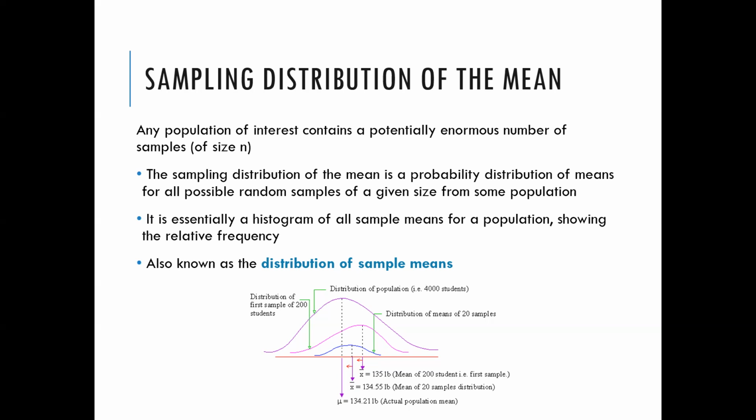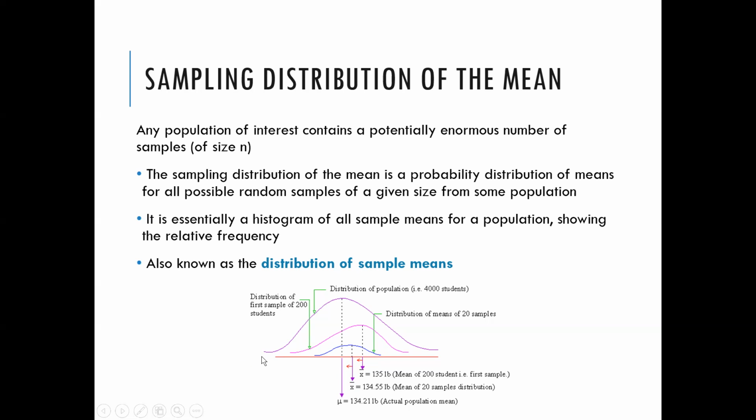that sampling distribution of the mean is just the distribution of all those means for all those samples. So it's essentially a histogram of all sample means for a population, and it shows the relative frequency. It's also known as the distribution of sample means. So this is a great figure here that depicts this.